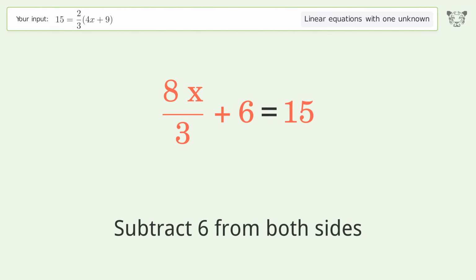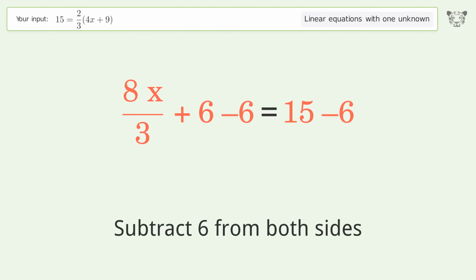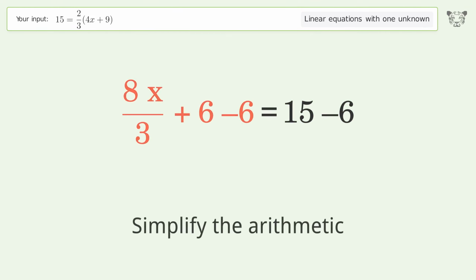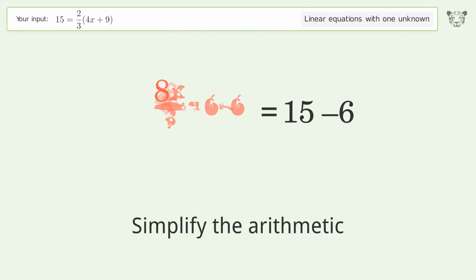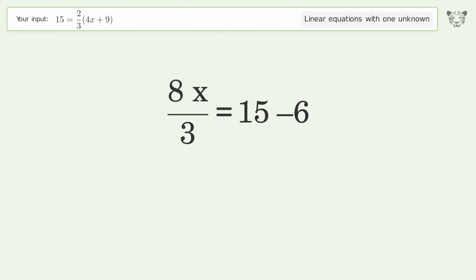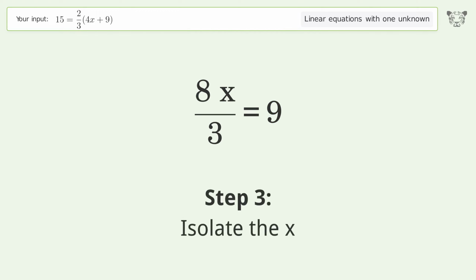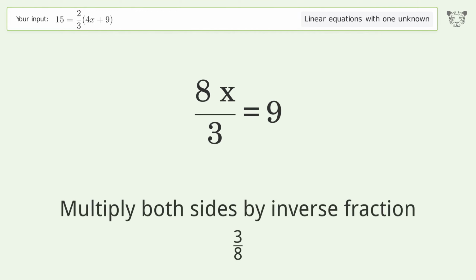Subtract 6 from both sides. Simplify the arithmetic. Isolate the x. Multiply both sides by inverse fraction 3/8.